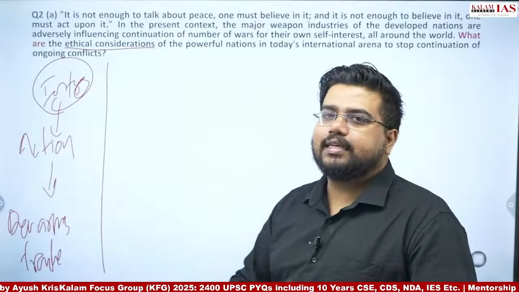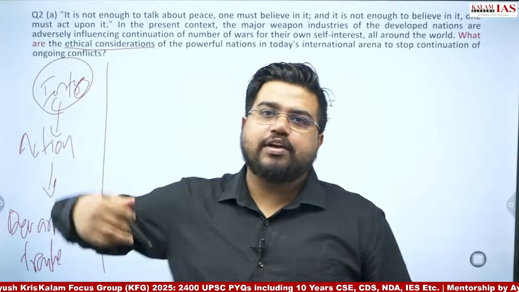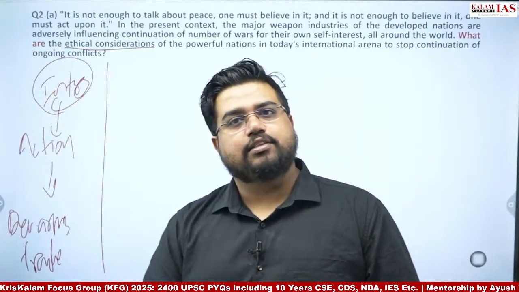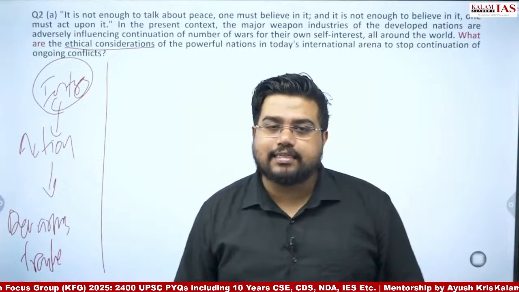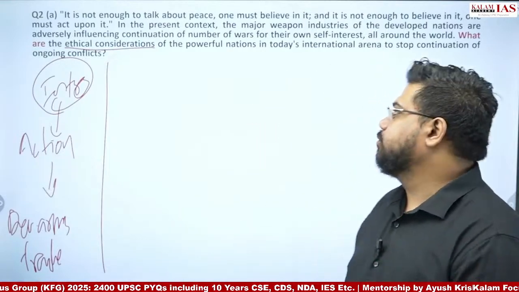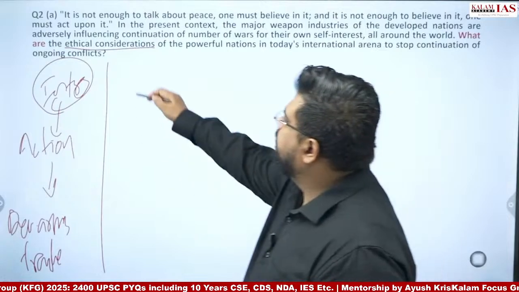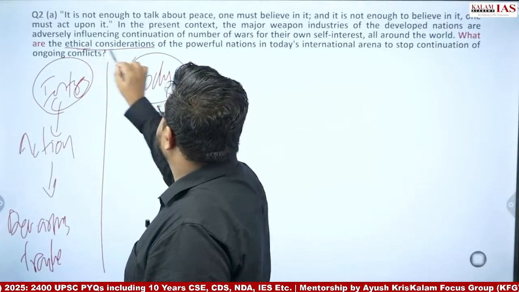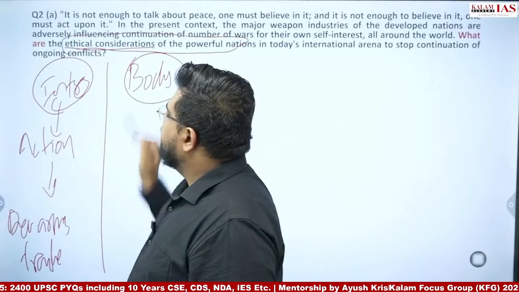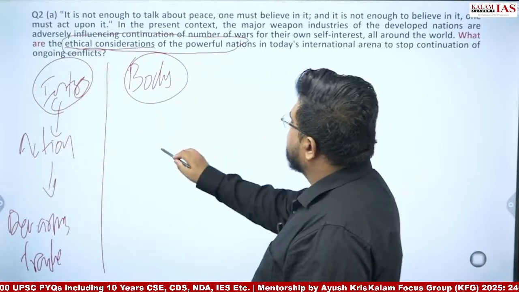It can be a little bit lengthy introduction because in the introduction we are substantiating the statements given in the question, and we have two different statements. So it should be a little bit of an extended introduction, not a 2 to 3 line introduction. Now coming to the body, what am I going to write? It is asking about the ethical considerations of powerful nations. The easiest way to do this is to ask, what are the powerful nations?